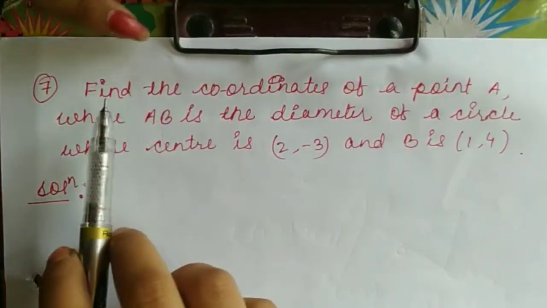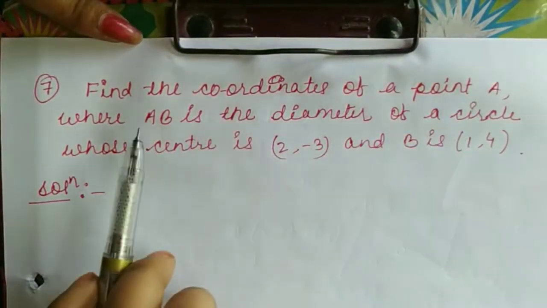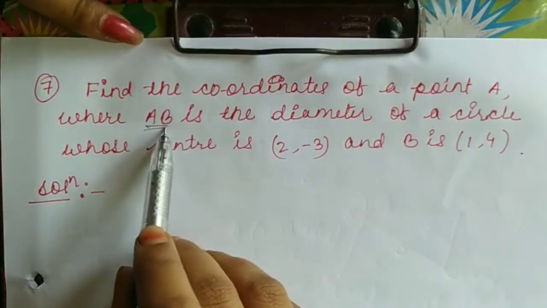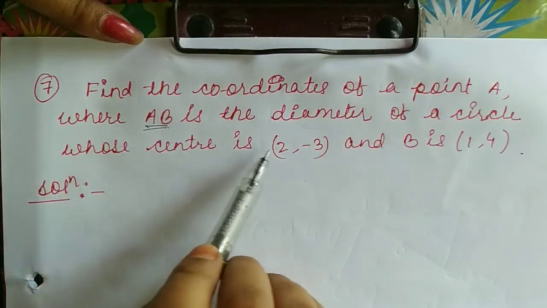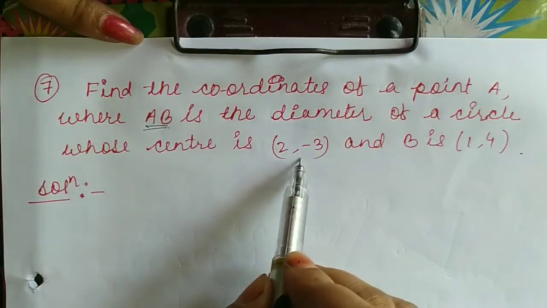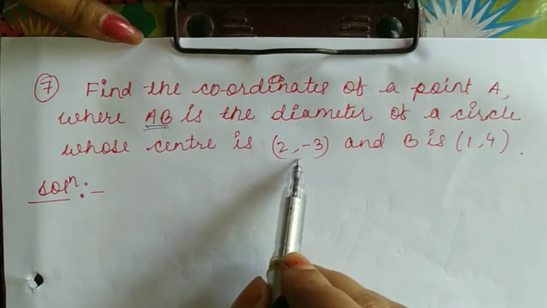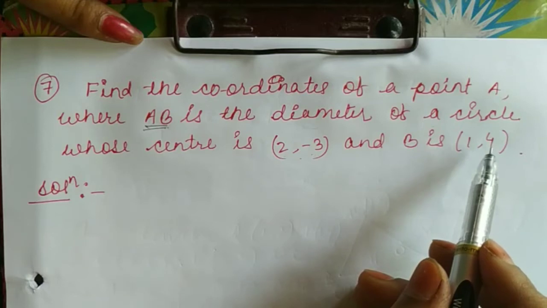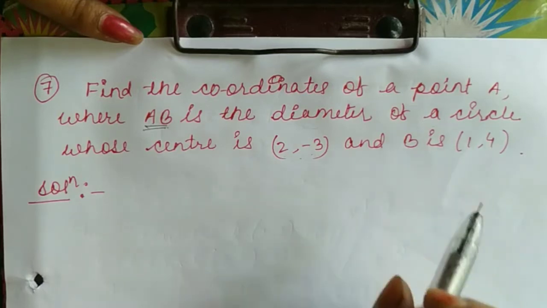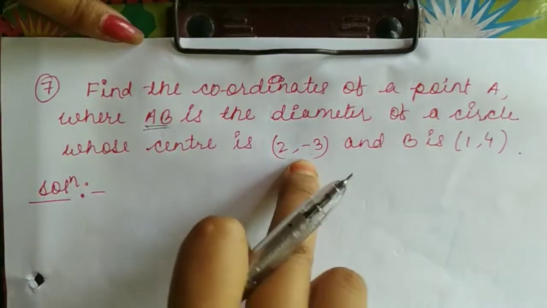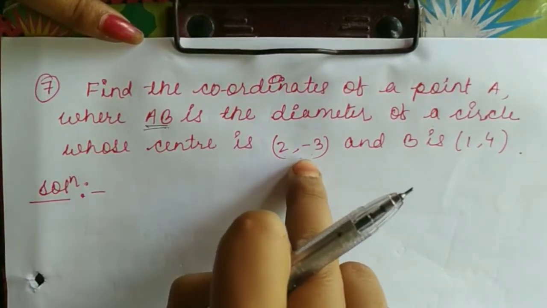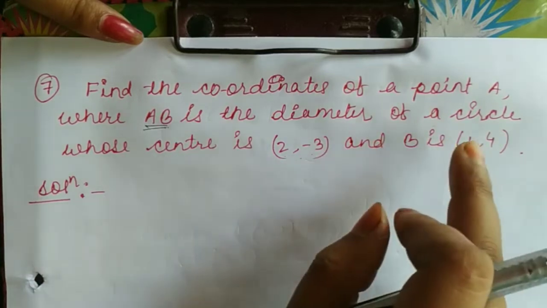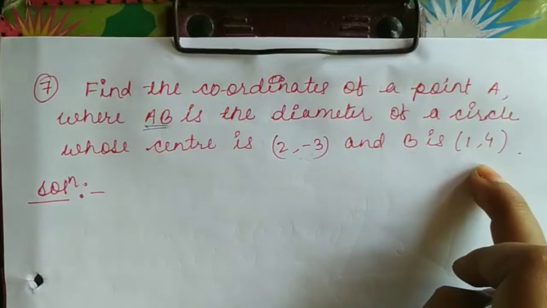So what is the question here? Find the coordinates of a point A where AB is the diameter of a circle. So a circle is given where AB is the diameter, whose center is 2, minus 3. That means the coordinate of the center is 2, minus 3, and B is 1, 4. So we have to find the coordinates of the point A. So here it is a midpoint, it means the center is obviously the midpoint.